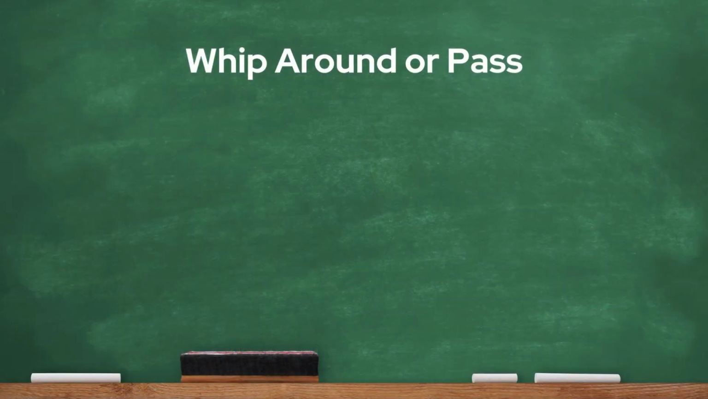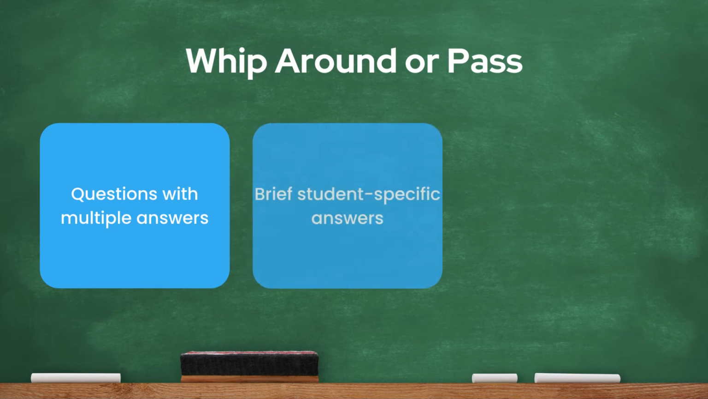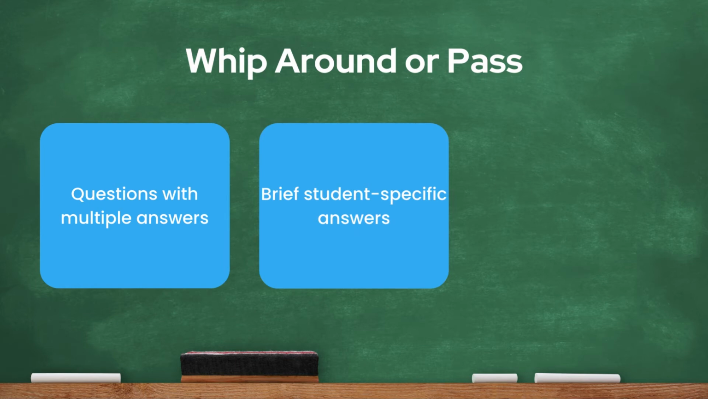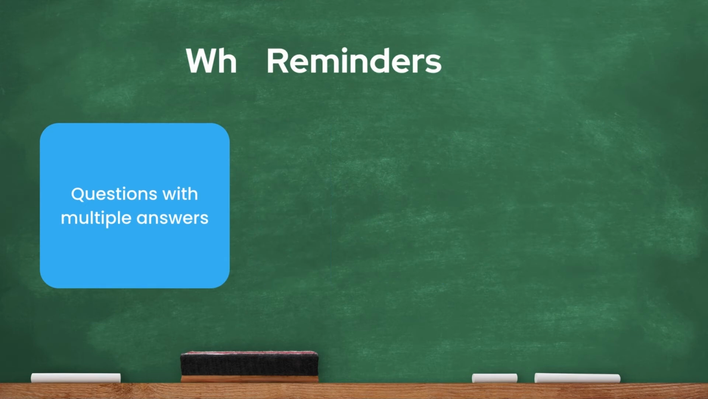Whip around or pass is a good strategy to use for questions that have several possible answers. Questions such as name a type of rock or what is a synonym for nice. It can also be a good one to use when looking for short, student-specific answers such as what is your favorite animal. As a reminder, all of these strategies need to be taught and modeled with students.